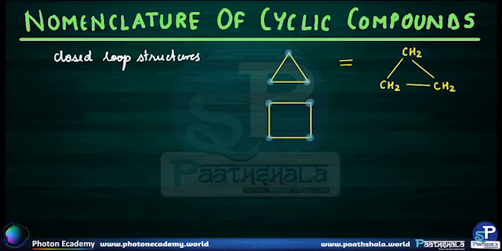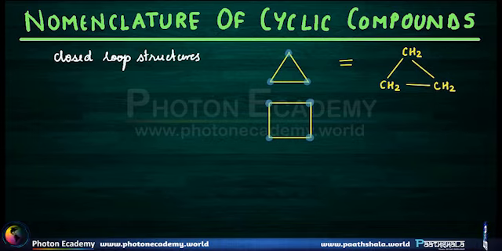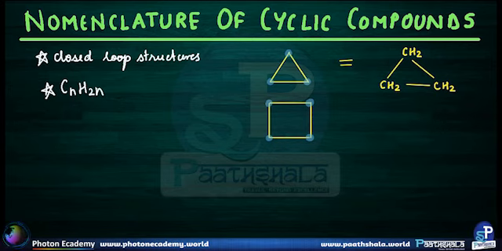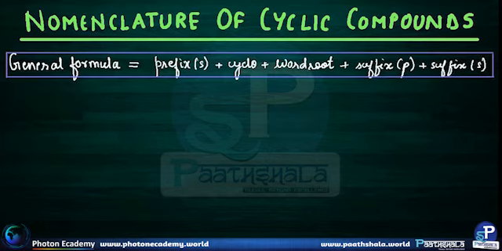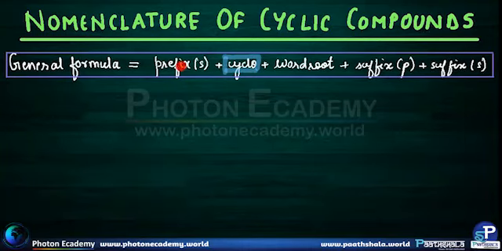As you can see, this is also a closed loop structure. And the other very important fact about cyclic molecules is that their general formula is CnH2n. So, there are 2 important things that you should remember about cyclic molecules. Now, let's learn their naming via various examples. The naming for cyclic compounds is just the same as for any other hydrocarbon, but the only difference is that we add the word cyclo between the prefix and the word root. So, this is the only difference that cyclic compounds carry.